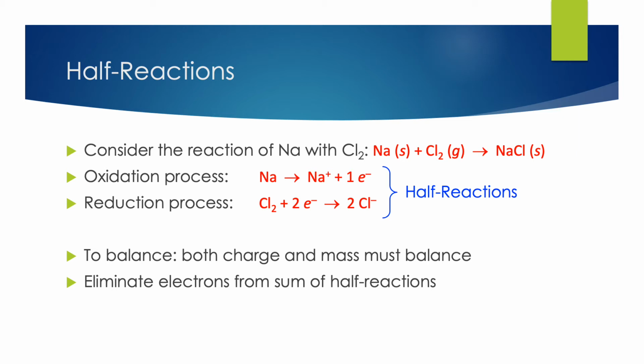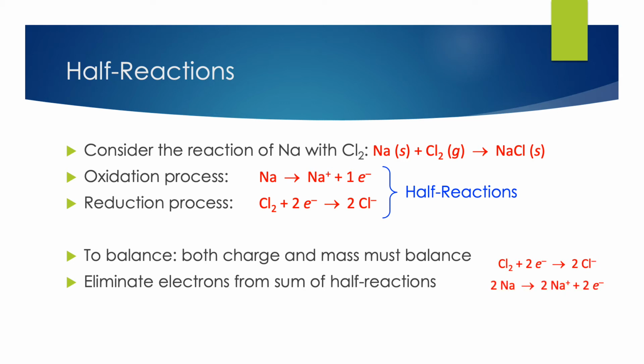Now, when we put these together to make the full oxidation-reduction reaction, we're going to want to add them together in such a way as to eliminate electrons from the sum of the half reactions. So that means we're going to have to multiply one or the other, or both, of these half reactions by some integer in order to cause the electrons to cancel out, to have the same number of electrons on one side as we have on the other side. So in this case, I've got chlorine produces 2 electrons.